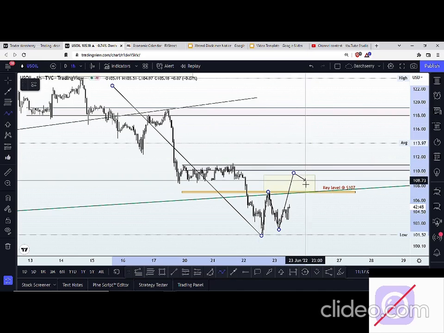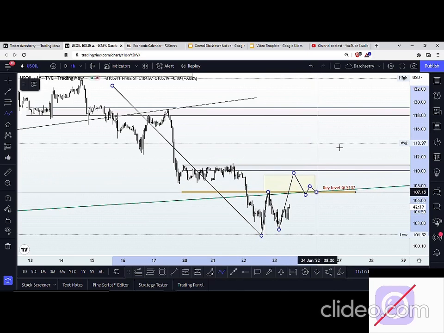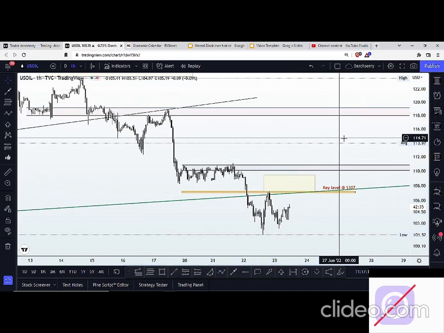So if that is the case, then definitely we want to look out for a retest of structure. Then go down to our lower time frame to look out for patterns that support a trend continuation to the upside.